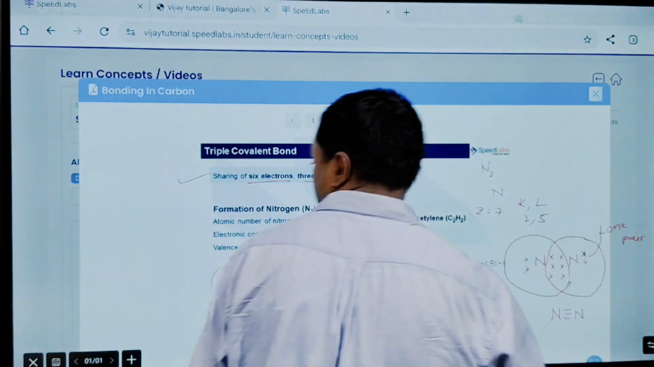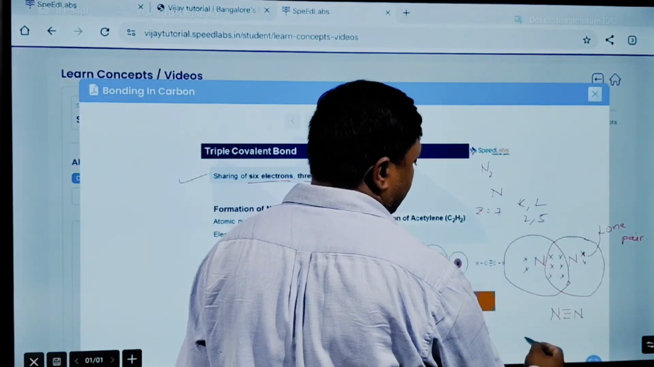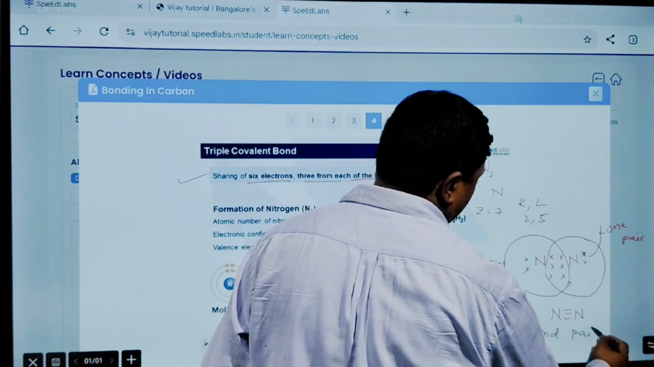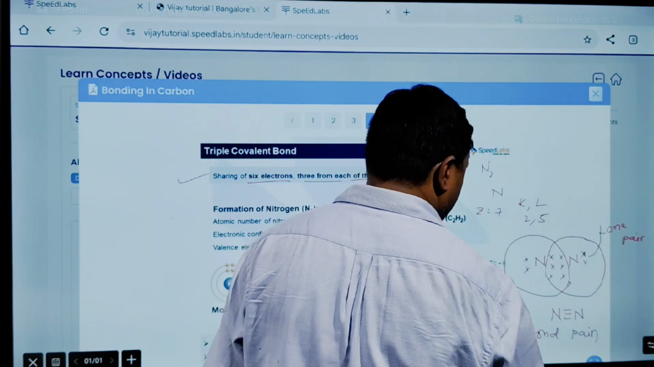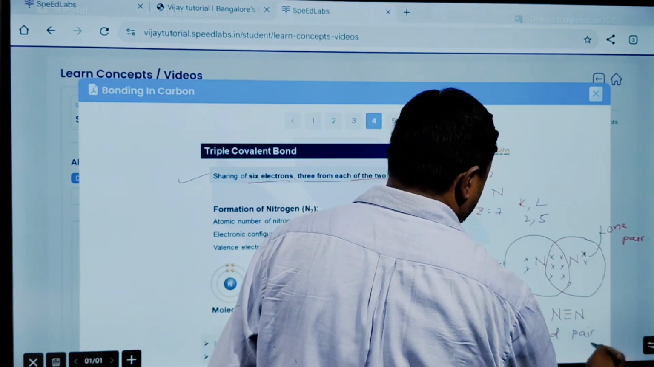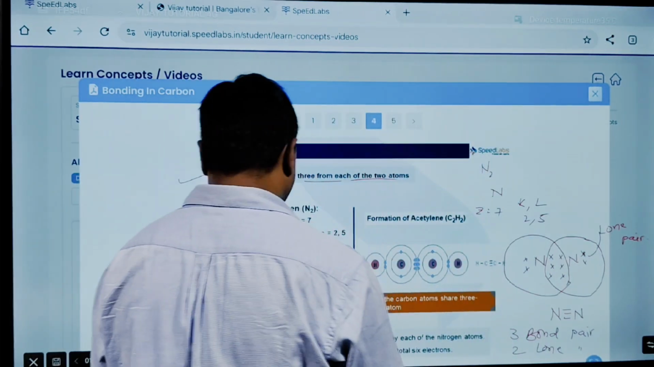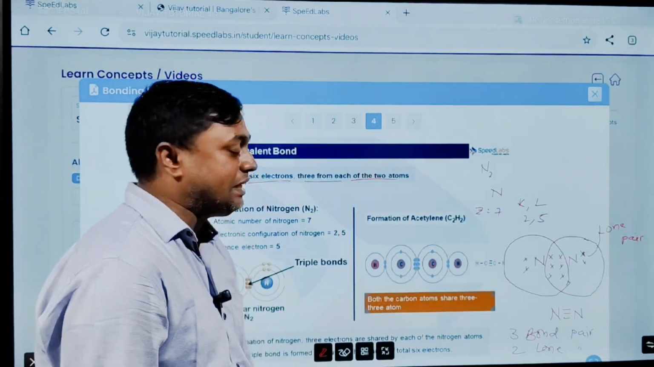Okay, just for information you should know. And there are 3 bond pairs, 1, 2, 3, 3 bond pair electrons are there. Bond pair electrons, yes or no? And 3 bond pair electrons, and 2 lone pairs. Yes or no? Now let's discuss C2H2, that is ethyne.